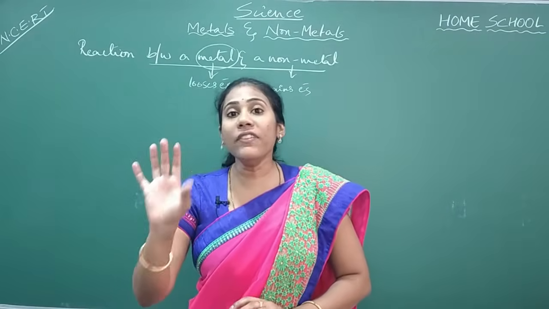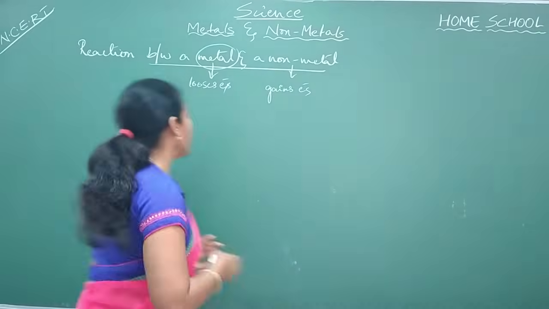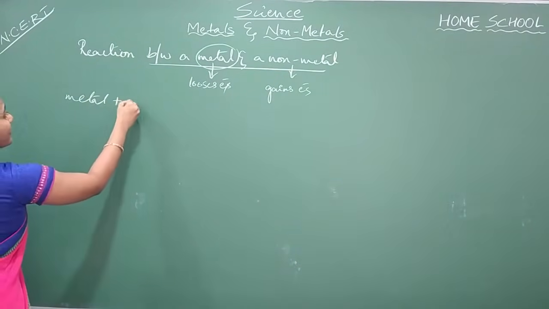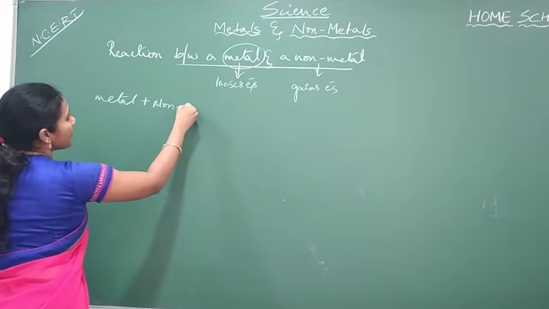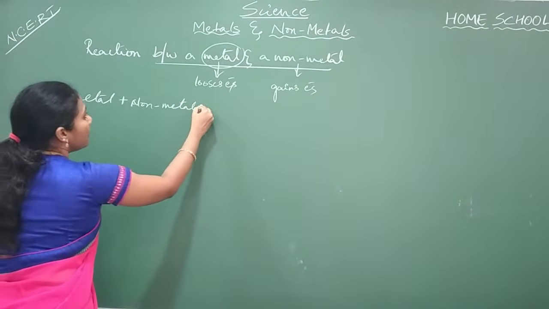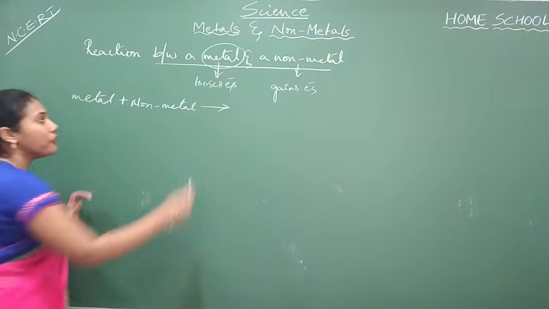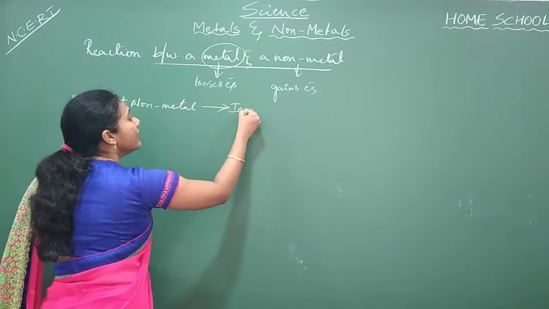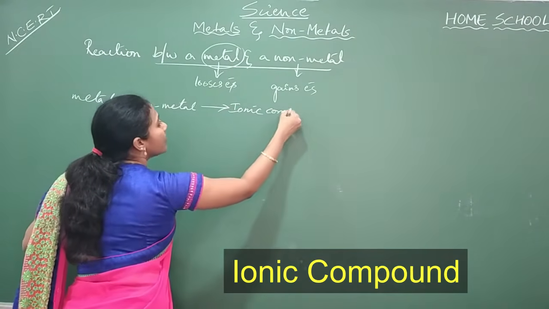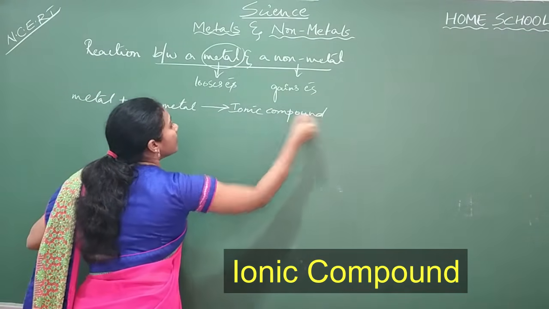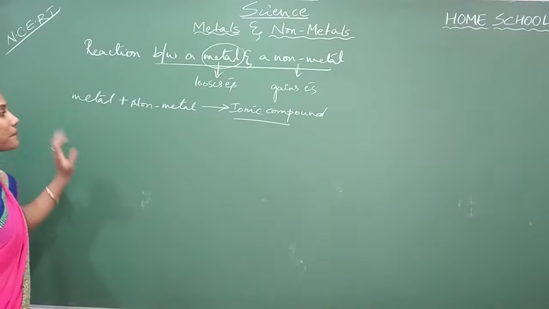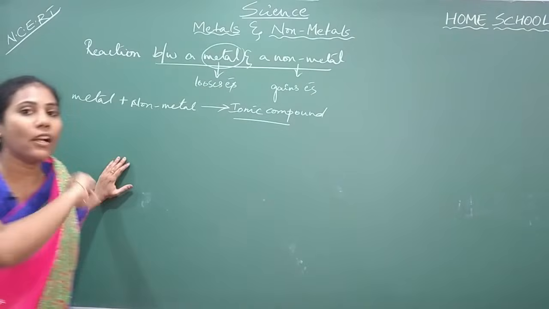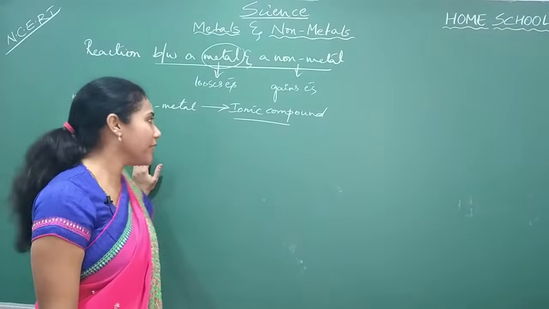Whenever a metal combines with a non-metal in a chemical process, the new substance that is formed is called an ionic compound. This is a very important aspect, and this is what we are learning in today's session with lots and lots of examples.